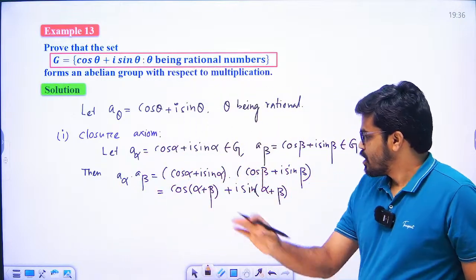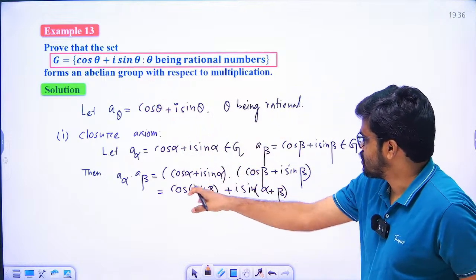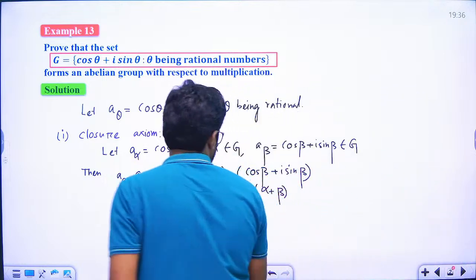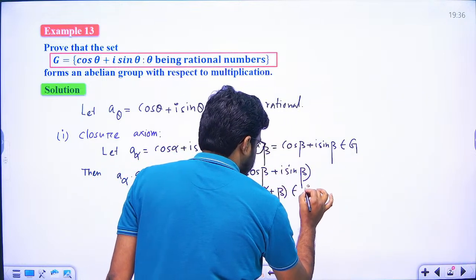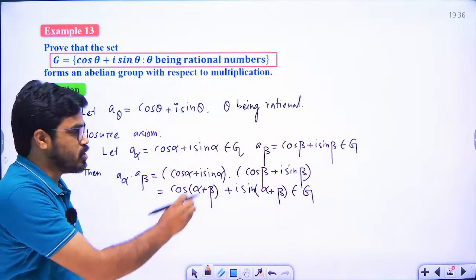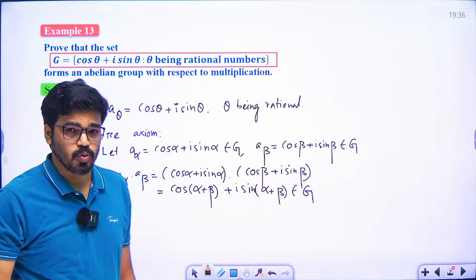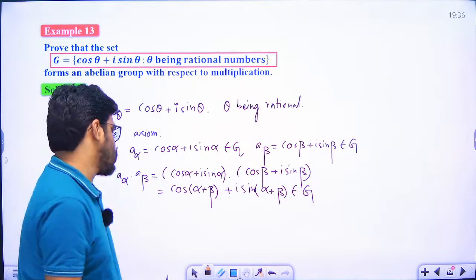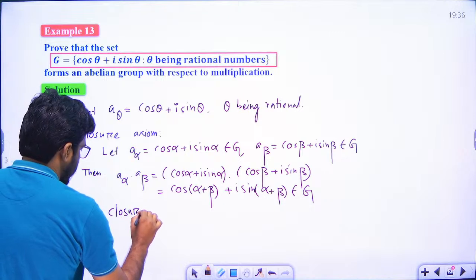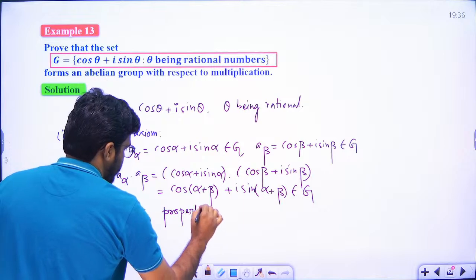So this is of the form cos theta plus i sin theta. Just consider this is theta, this is theta. So a alpha dot a beta belongs to G. We considered a alpha belongs to G, a beta belongs to G, and we proved that a alpha dot a beta belongs to G. So closure property is satisfied. Therefore closure property holds.